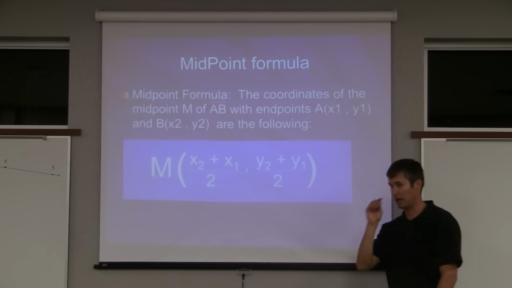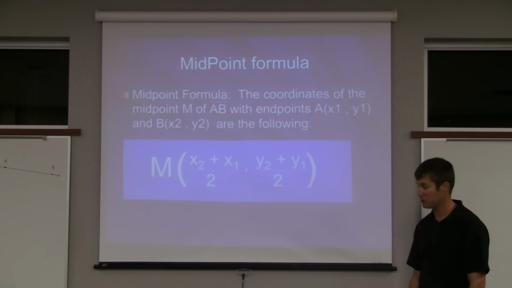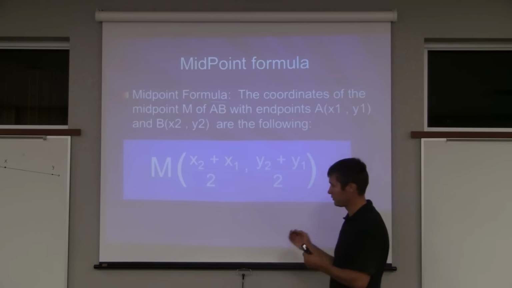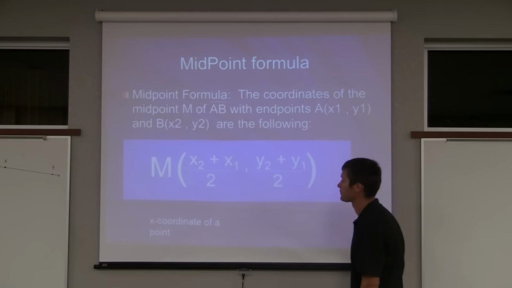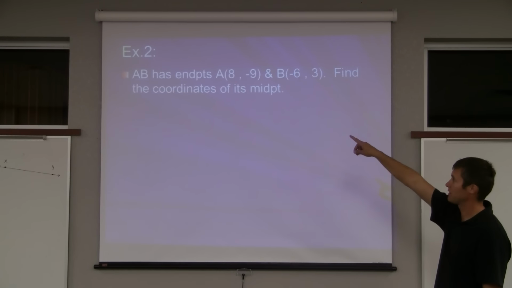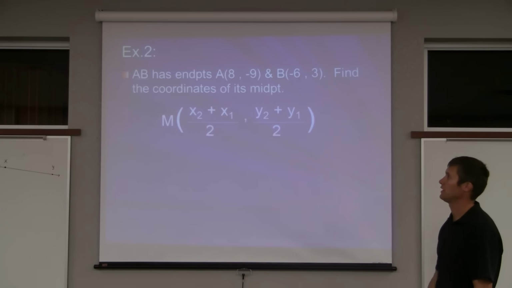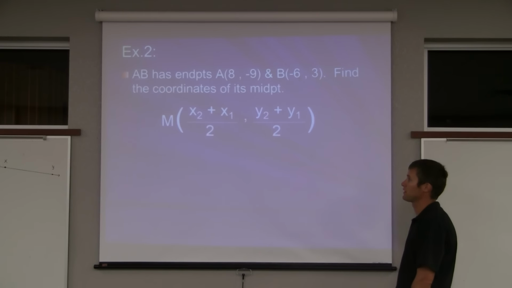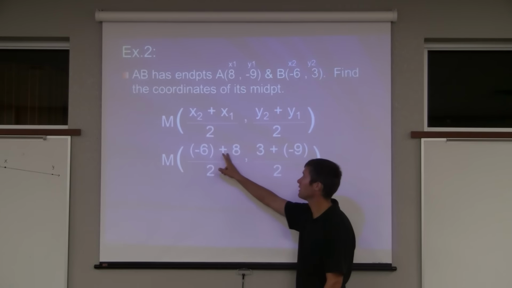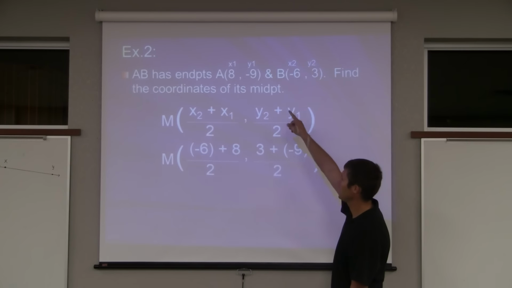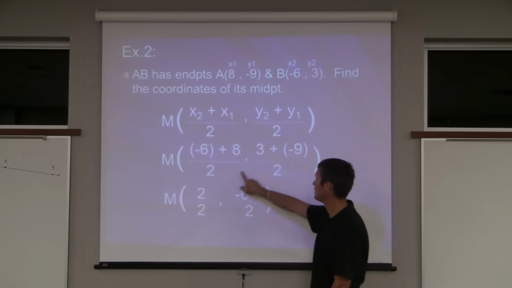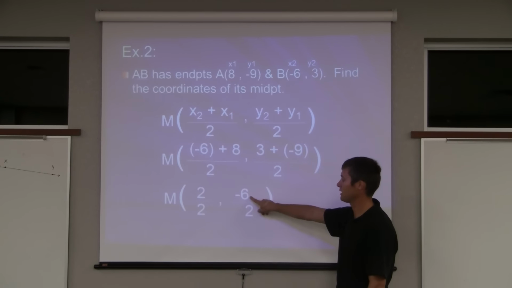How do we do that? You add your x values together, divide by 2. Add your y values together, divide by 2. Again, you just choose x1, y1. Alright? So, endpoints, 8, negative 9, negative 6, 3. So we add them together, 8 plus negative 6, your x values here. Add your y values, 3, negative 9. So negative 6 plus 8 is 2. 3 plus negative 9 is negative 6.